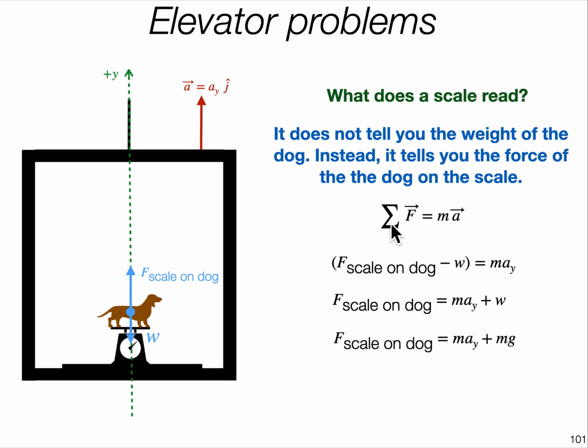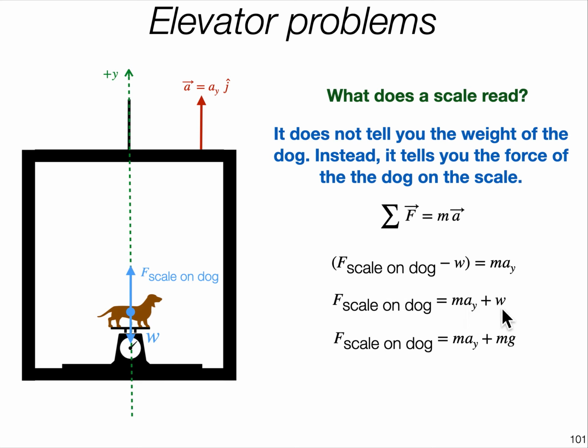So if I use Newton's second law, I plug in what is my sum of forces acting on that dog. Well, I have one force in the plus y direction, that's the force of the scale on the dog. I have one force in the minus y direction, which is my weight. And then the sum of these forces gives me the mass times acceleration of that dog. So I can solve this for the force of the scale on the dog, and it's equal to the mass times acceleration of the dog plus the weight of the dog.